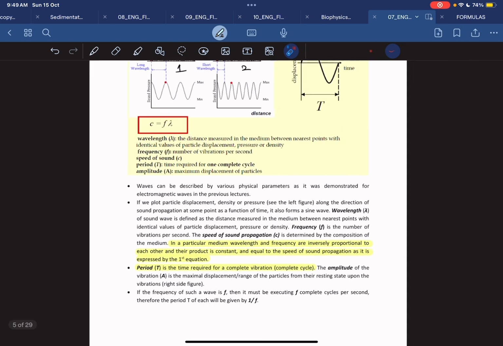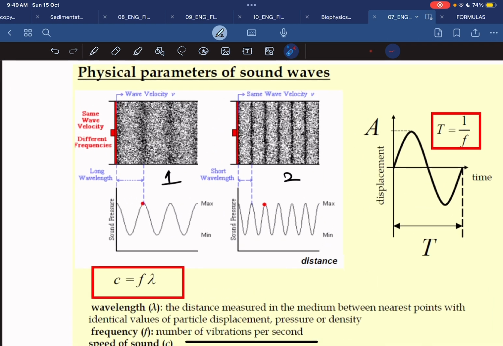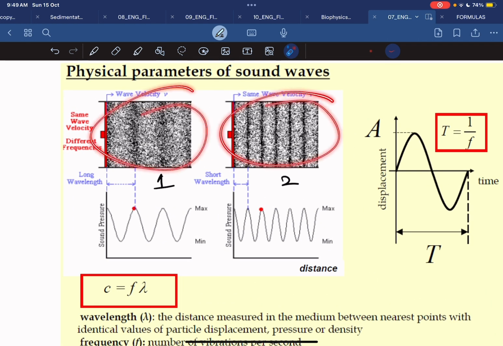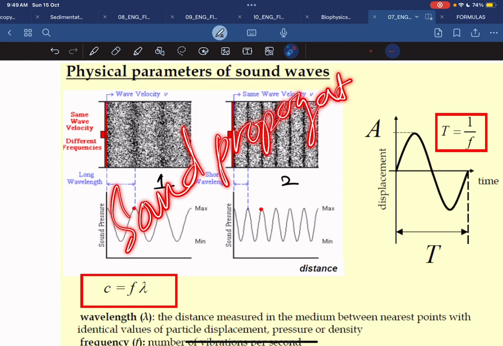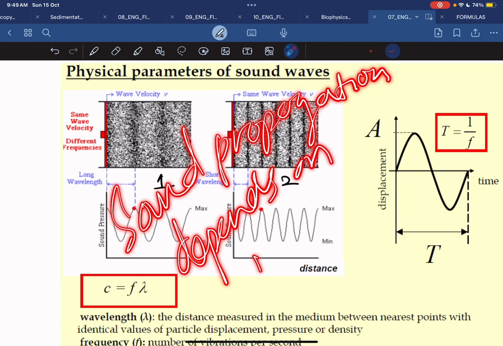Okay, so now another thing to note, these two, they could be in the same, they are in the same object probably. Now, a thing to note is sound really depends on the medium. Sound propagation depends on medium. It heavily depends on the medium, okay?